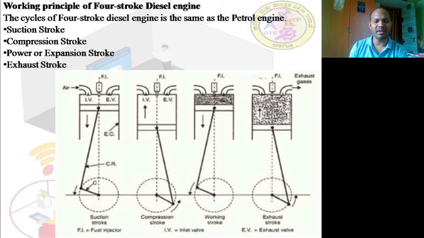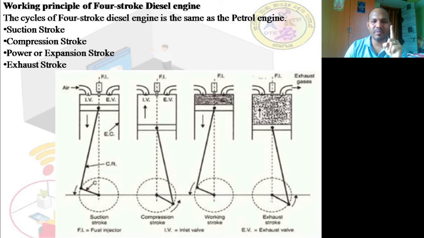The fourth one is once again the inlet valve is closed and the outlet valve is open. First point, the piston moves from bottom dead center to the top dead center. When it moves from bottom dead center to the top dead center, what happens? The waste gases or the burnt gases or the smoke is sent out of the engine cylinder. This is the third point.